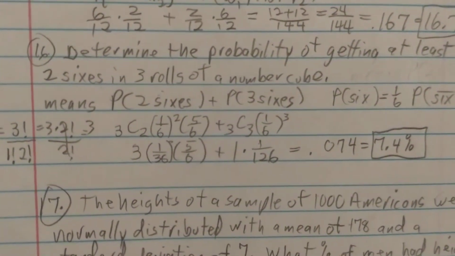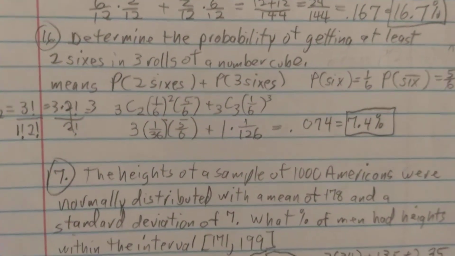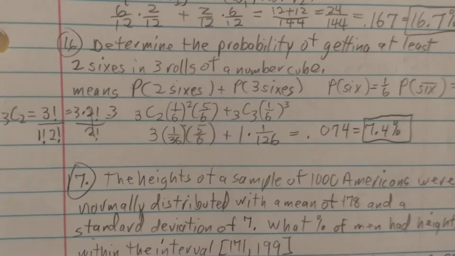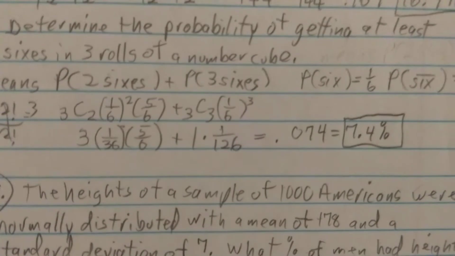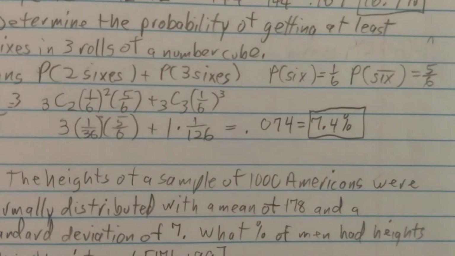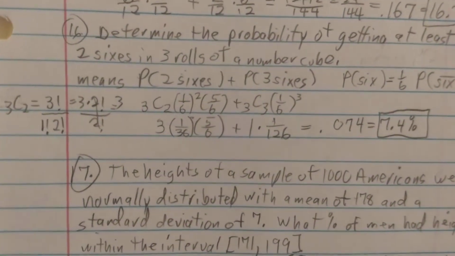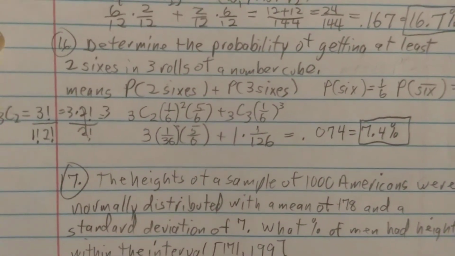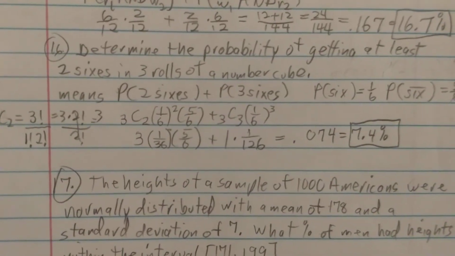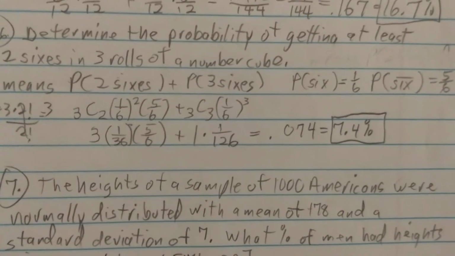Now next is 16: determine the probability of getting at least 2 6s in 3 rolls of a number cube, which of course, like a Yahtzee cube, has 6 sides. So that means the probability of 2 6s plus the probability of 3 6s. Now the probability of rolling a 6 is 1 over 6, and the probability of not rolling a 6 is 5 over 6. So for the probability of 2 6s, we'd have 3C2, 1/6 squared, because that's the 6s, and then 5/6. And then the probability of all 6s is 3C3, 1/6 to the third.